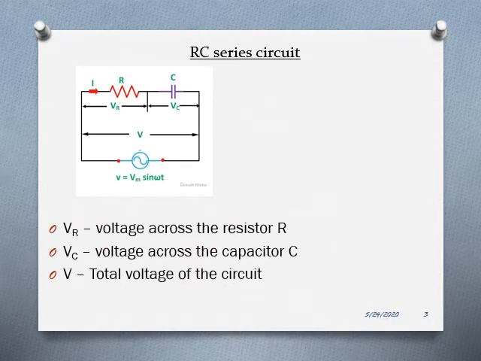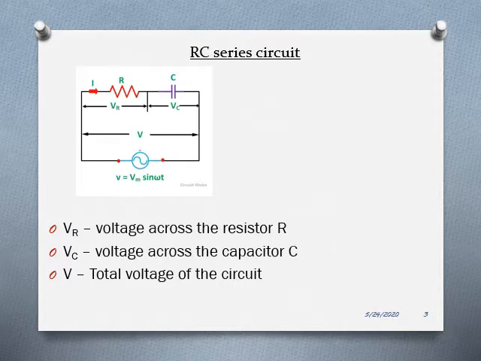An RC series circuit has a pure resistance R and a pure capacitance C connected in series, and these elements are applied across an AC voltage whose instantaneous value v is equal to Vm sin omega t. The voltage across the resistor is marked as VR and the voltage across the capacitor is marked as Vc.